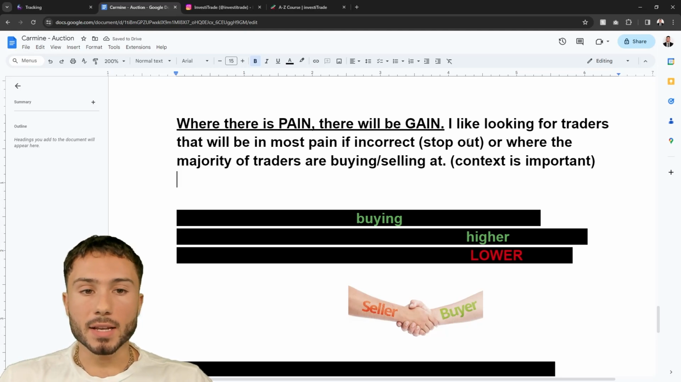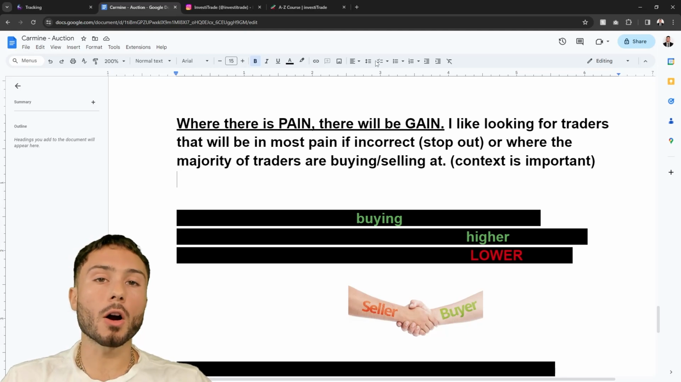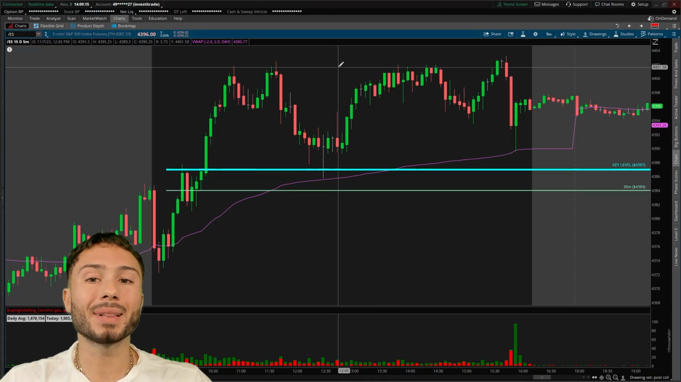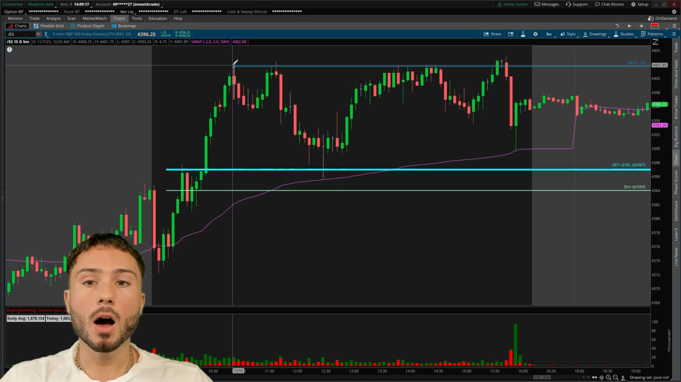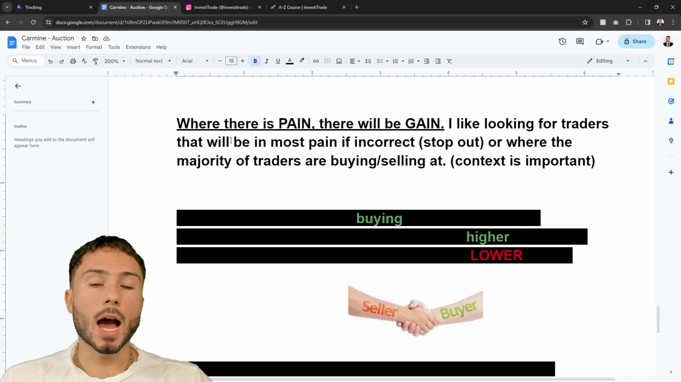To validate this, I like looking for traders that will be in the most pain if they are incorrect. Where are these traders stopping out at? Now, looking at a chart, a lot of traders like to stop out or place a stop loss above a high or below a low. I know these are potential areas that a lot of traders will be in the most pain.